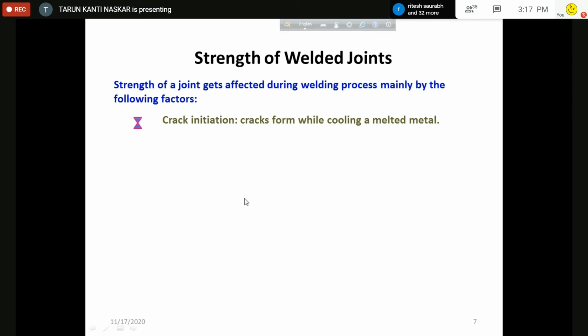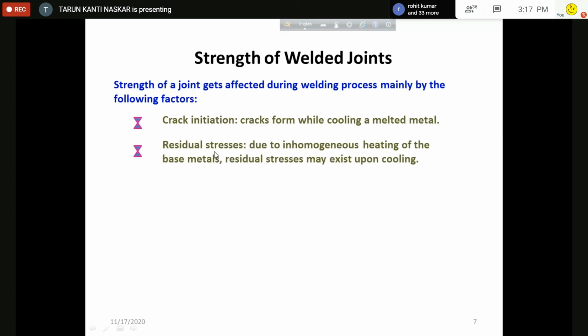So crack initiation. Residual stress due to inhomogeneous heating of the base metal. That means heating is not homogeneous. Then residual stress may exist upon cooling. When it is cooled down, there may be residual stress in the joint, and this residual stress is added upon the external stress due to external load.